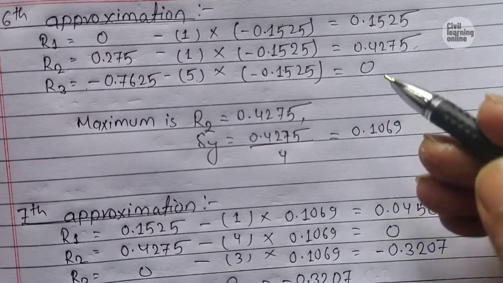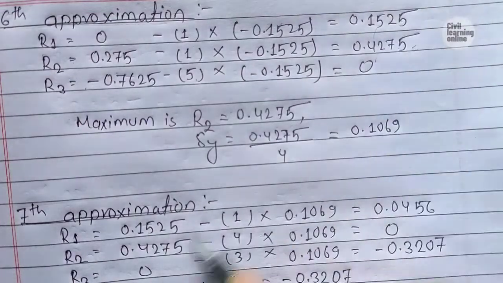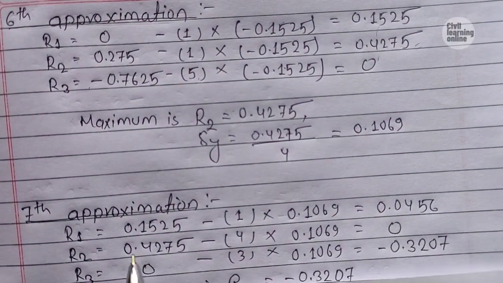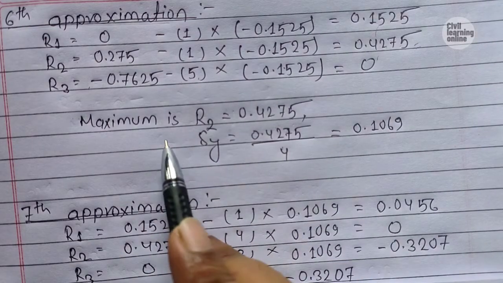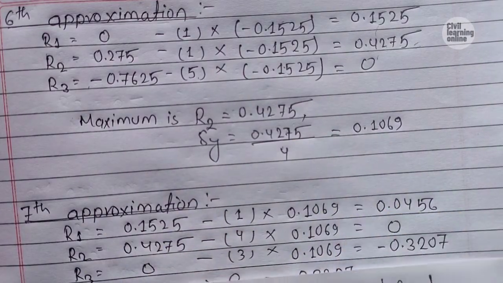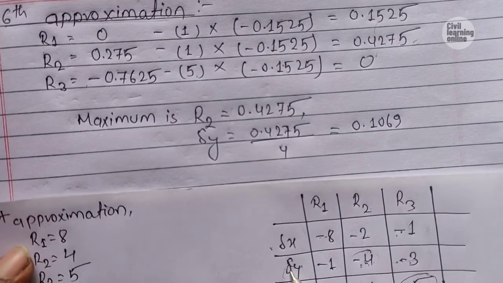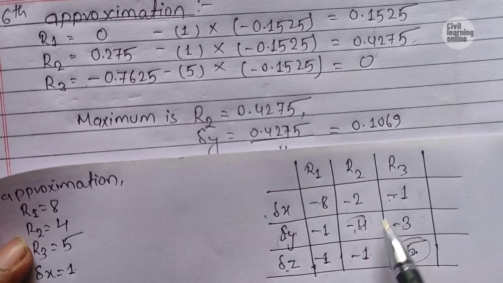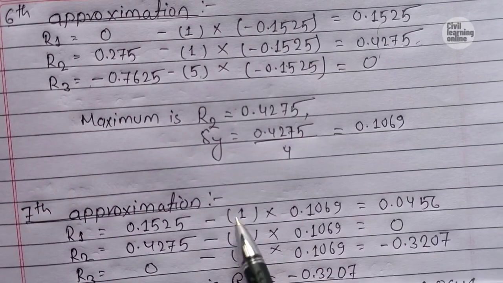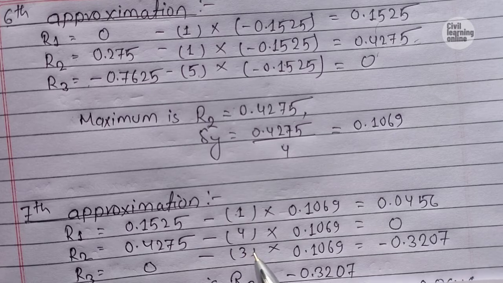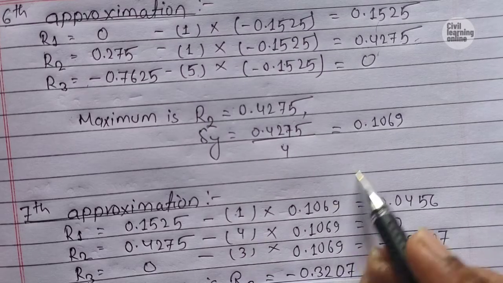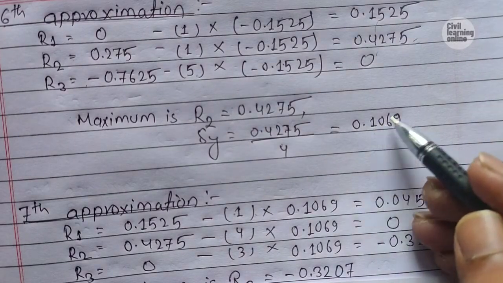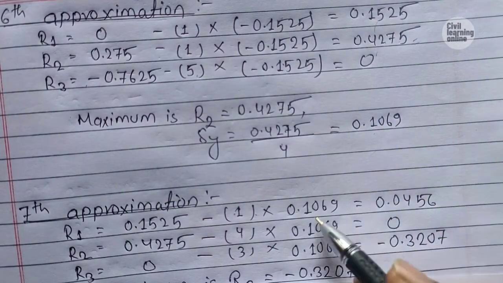Now for the seventh approximation, what we need to do is copy the values of R1, R2, R3 which we got in the sixth approximation, as they are here. Now for the seventh approximation we need to calculate del y, as we calculated del y in the sixth approximation. In del y we have the values of R1, R2 and R3 as 1, 4, 3. So 1, 4, 3, just changing the sign, positive to negative, negative to positive, and multiply that with the value which we calculated previously in the sixth approximation. So it is as it is.